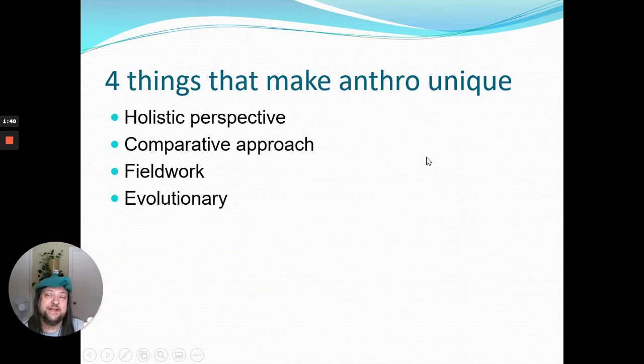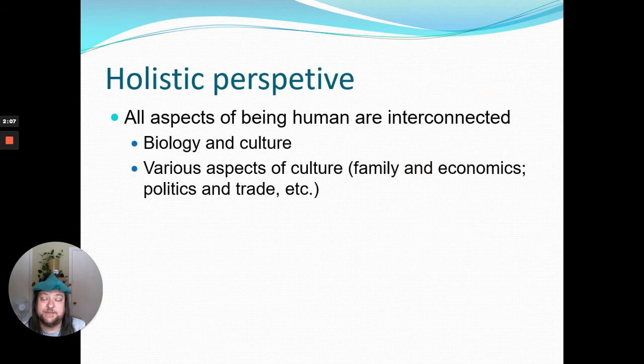But there are four things that make anthropology unique. And there might be others, but these are the ones that tend to be emphasized in textbooks, notably the textbook we're using. There's a holistic perspective, the comparative approach, the fact that we do field work in all the branches of anthropology, and the evolutionary perspective. So we're going to look at each of these in a bit more detail.